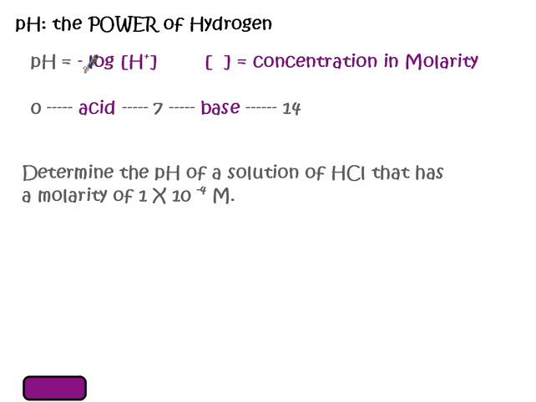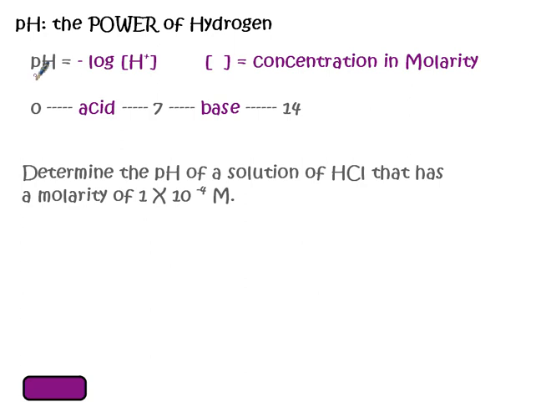pH is defined as minus the log of the hydrogen ion concentration. These brackets right here, if you're not used to them, represent concentration in molarity. It's kind of a shortcut for us chemistry folks.